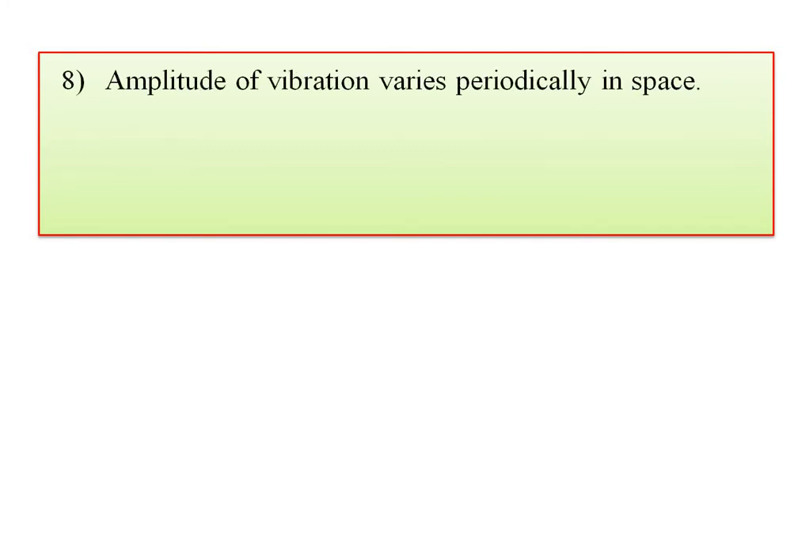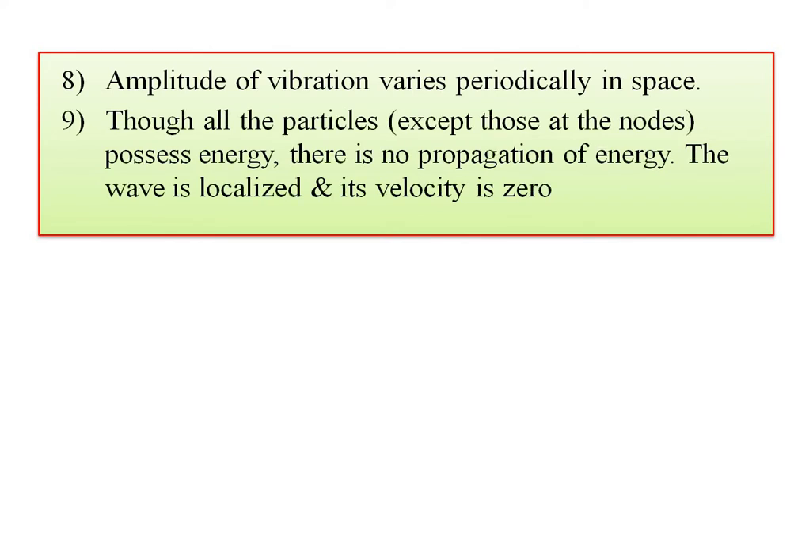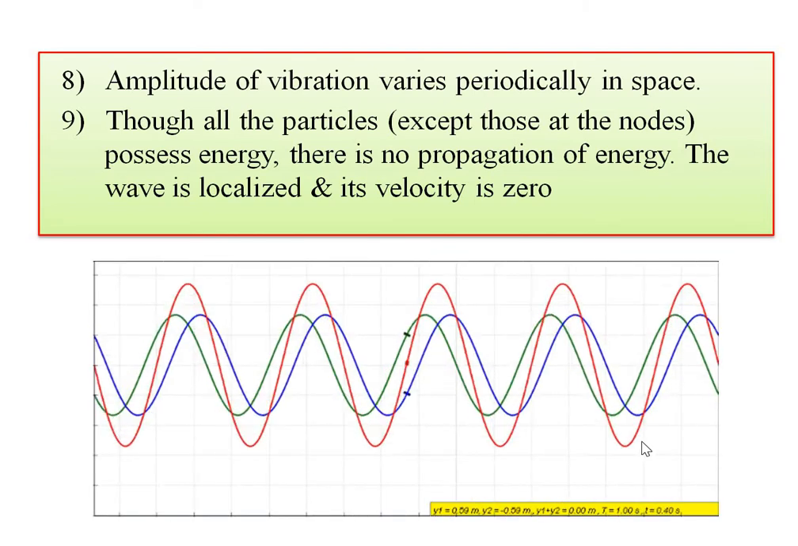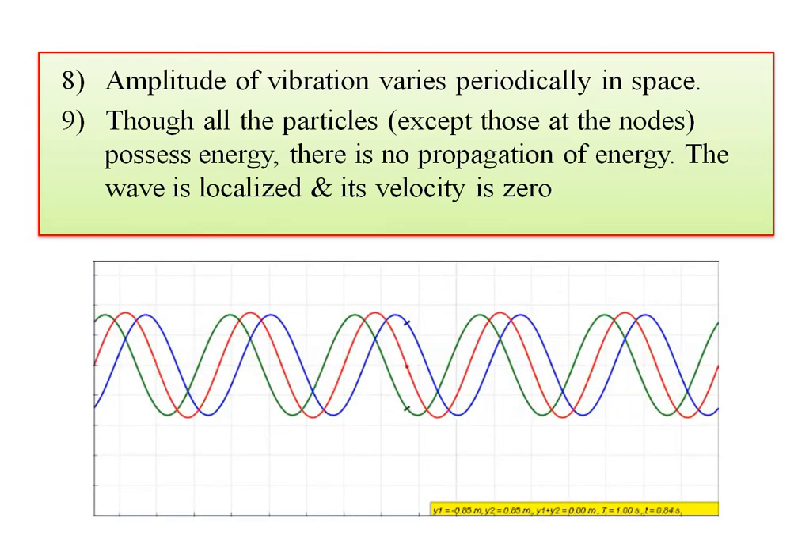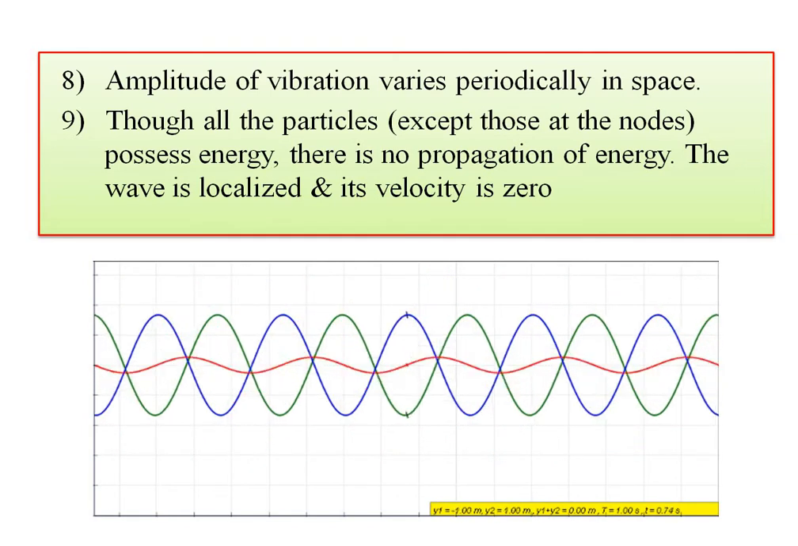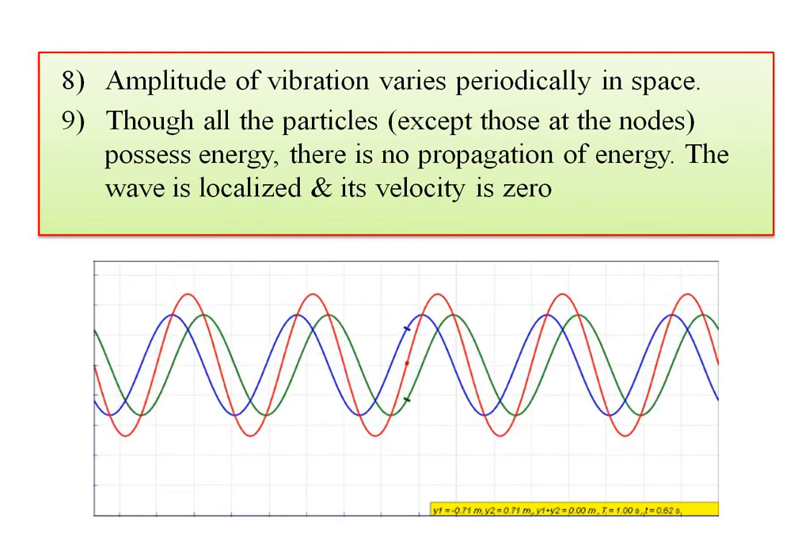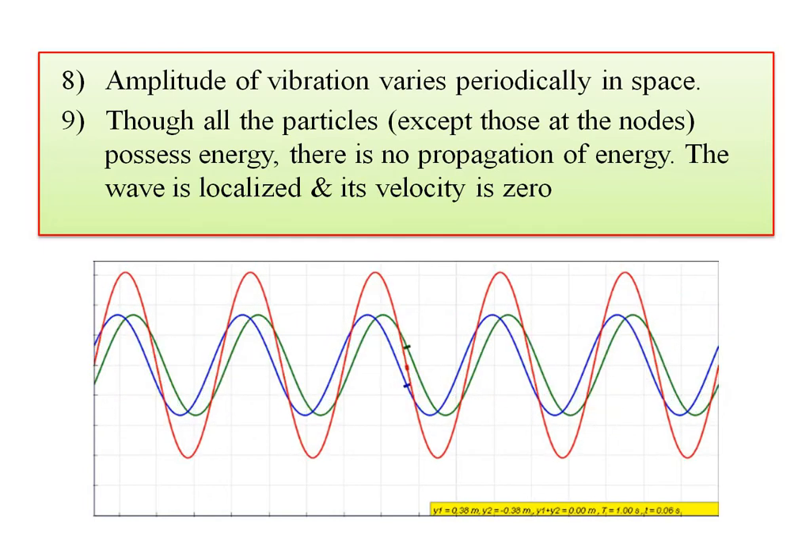Amplitude of vibration varies periodically in space. This one is a property of stationary waves. And the next property is, though all the particles possess energy, there is no propagation of energy. Remember, in the stationary wave there is no transfer of energy. The wave is localized and its velocity is 0. See in this diagram, amplitude of vibration varies periodically in space. There is no transfer of energy because the wave is localized and its velocity is 0. A stationary wave is also called a standing wave because its velocity is 0.